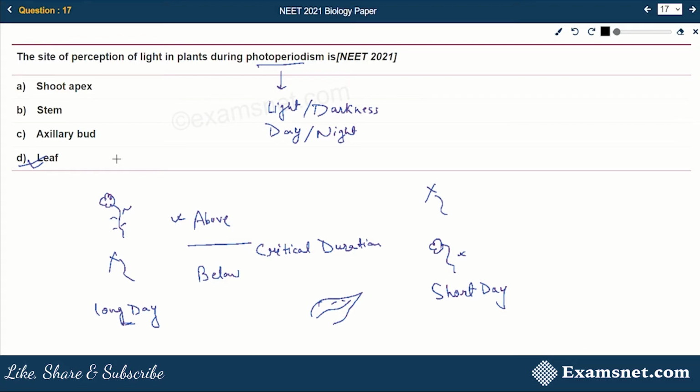Now there is a similar process which is known as vernalization. What happens in this phenomenon? Here the flowering does not depend on light, but it depends upon the exposure to low temperature. In this case the site of stimulus is the shoot apex. So if it is asked about vernalization, the answer would be shoot apex. But in photoperiodism, the answer is leaf. I hope you understood.